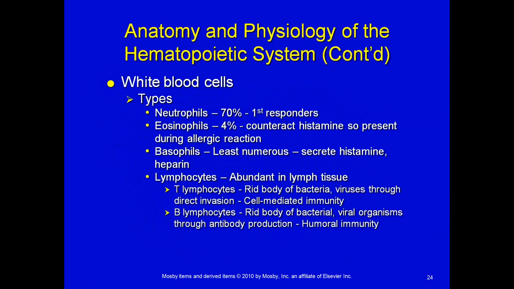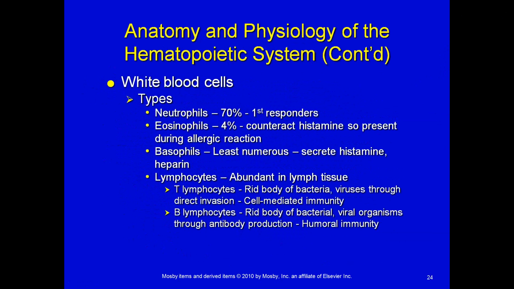Now, the types of white cells include neutrophils, which make up about 70% of all your white cells, and you want to think of neutrophils as first responders. During the early stages of an infection, neutrophils will be found in higher counts because they're there as first responders fighting off the infection.